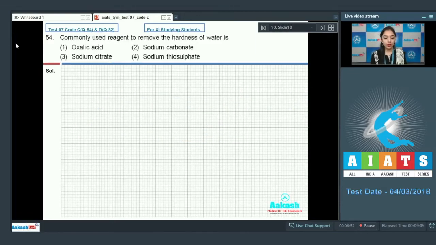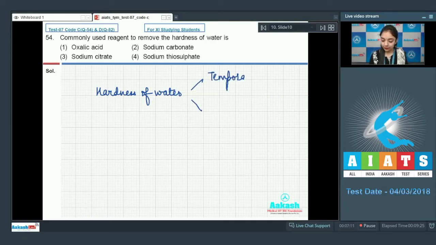So moving on to the next one now, we have question number 54, which says that the commonly used reagent to remove the hardness of water is. So first of all, what do you mean by the hardness of water? So hardness of water is of two types. One is temporary hardness and another one is permanent hardness. So what is temporary hardness due to?